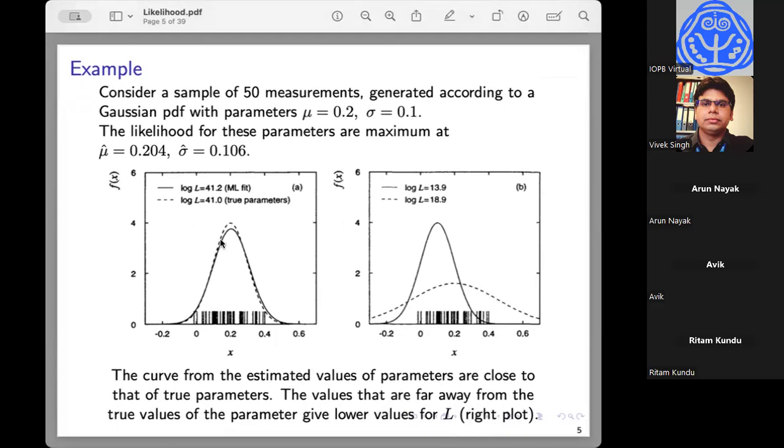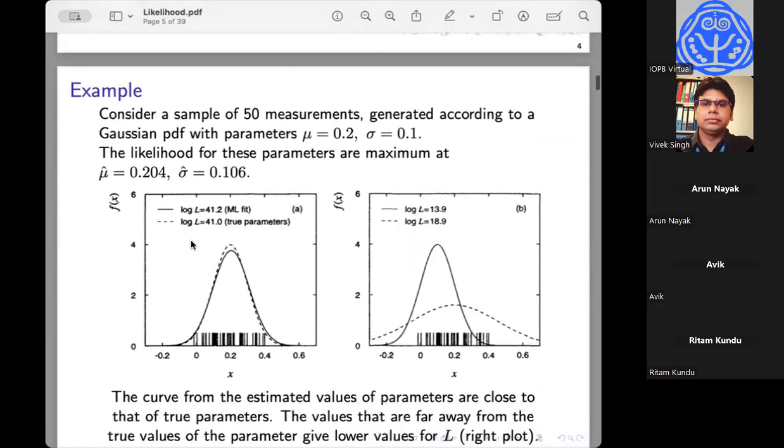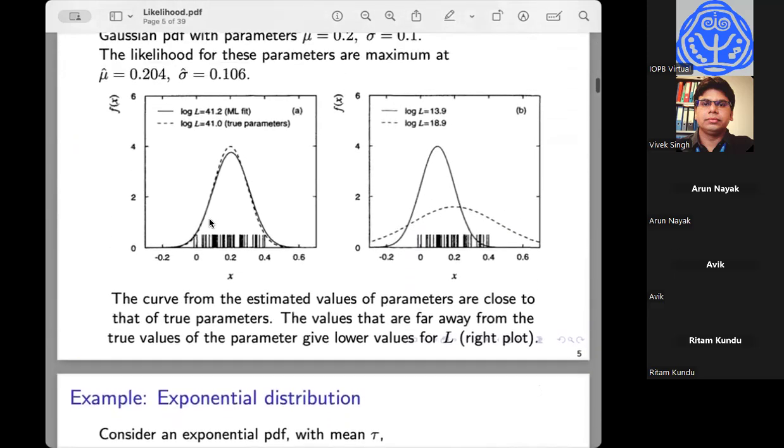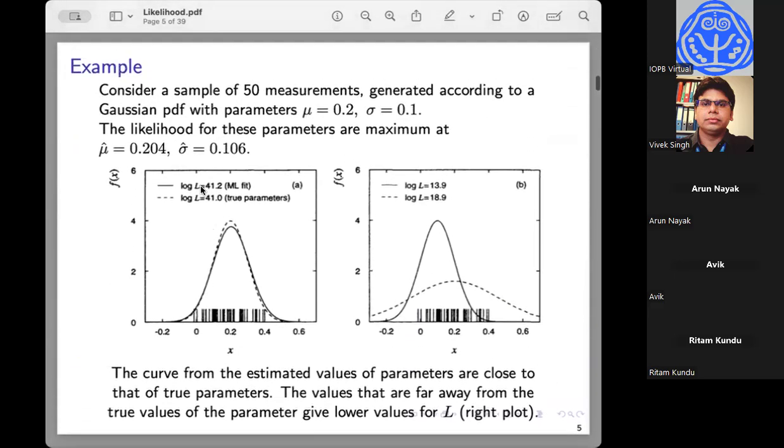This is the example here. This plot shows what happens when the likelihood is maximized, for different values of the parameters. Actually, it's not the likelihood; it's showing the log likelihood. I'll come to why we need the log likelihood instead of the likelihood. As you can see, for the true parameters, the log likelihood value is around 41, the maximum value of the likelihood.